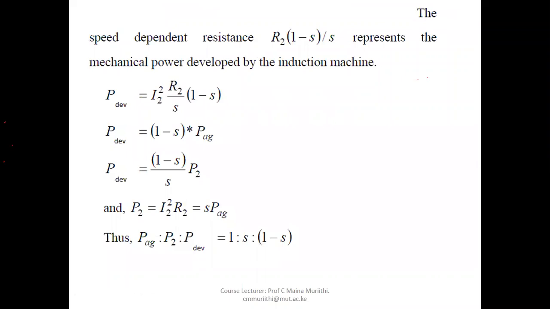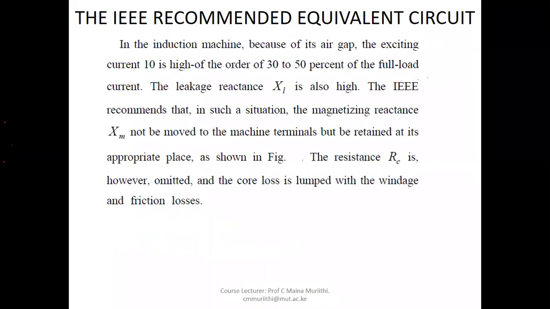So in summary, this is what we have so far. The developed power is given by that, or 1 minus S of the air gap power. The air gap power, remember, is the power that is shifting from the stator to the rotor side. And then the power available to be developed is as indicated, and consequently, we can get the ratio between the air gap power, the losses, and the developed power as 1 is to S is to 1 minus S.